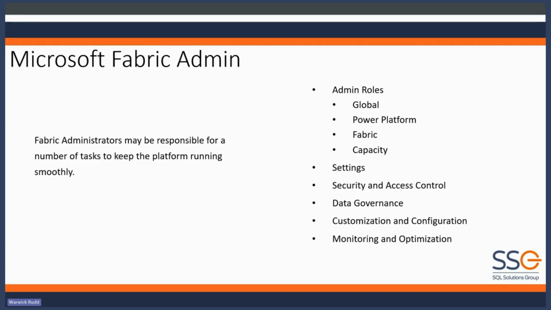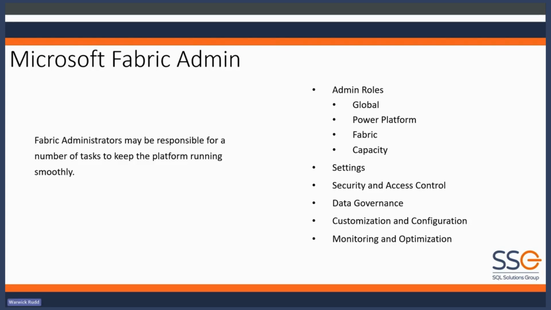Data governance. Out of the box, Fabric has some built-in data governance features, but it also takes that even further by integrating with Purview. So we're able to track that data, put tags on, and identify sensitive data that we may not want certain people to be able to see.